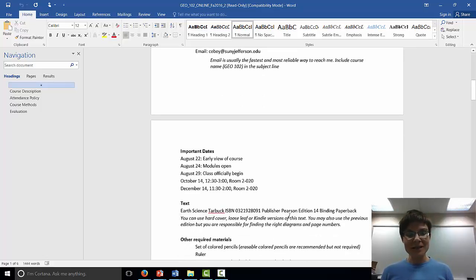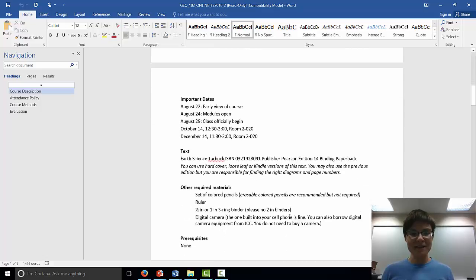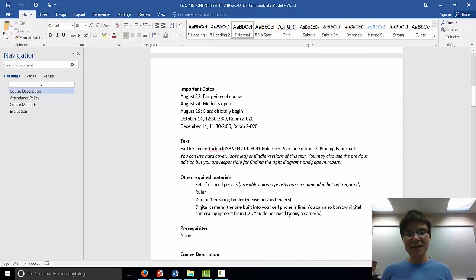So here I list the important dates. This is listed in other places on the website. The text is the most recent edition of Earth Science by Tarbuck. This is an ISBN number. You can use any edition. I don't care, but that means loose leaf. You can also share the text with other people. That's fine. But you need the book because throughout the course, I'll be referencing certain pages in the book, certain diagrams, certain readings. So it's really, really important that you make sure that you actually read that edition or that textbook rather than just relying on the internet.